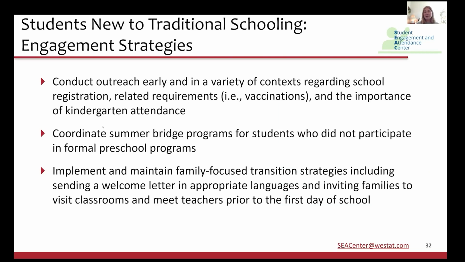And strategies to engage this population specifically include conducting outreach to families early and in a variety of contexts regarding school registration and related requirements. Again, that includes vaccinations. And the importance of expectations of kindergarten attendance generally. Coordinating summer bridge programs for students who did not participate in formal preschool programs. And then also creating ready schools by implementing and maintaining focused transition strategies and effective and welcoming outreach with families and parents that continues to build that partnership for everyday school attendance and partnering together to support student progress.